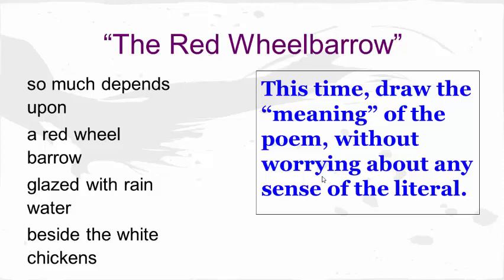One critic said that the line "so much depends upon" is simply a way to draw our attention to these images that make up the poem. That the meaning of the poem is to draw our attention to why poetry matters. Because it does. It draws our attention. It helps us imagine. It gives us a context for us to think. So much depends upon a red wheelbarrow glazed with rainwater beside the white chickens. What is it that depends on that? The poem itself. Is that the only answer? No. There's other ways to approach this poem, but that's one.